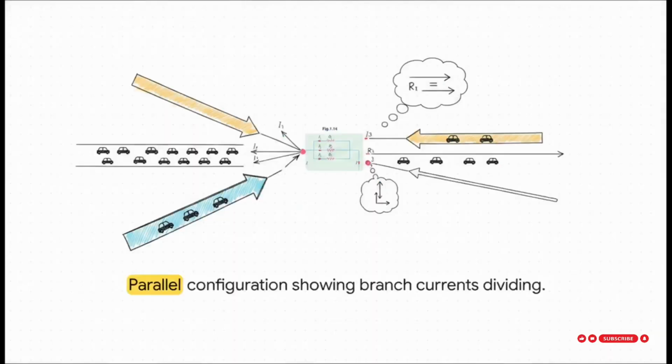If you trace the total current I right as it hits the junction, you can clearly see it divide into branch currents I1, I2, and I3. The current takes paths of varying resistance across R1, R2, and R3. Naturally, just like real traffic, the lane with the lowest resistance is going to get the most current.